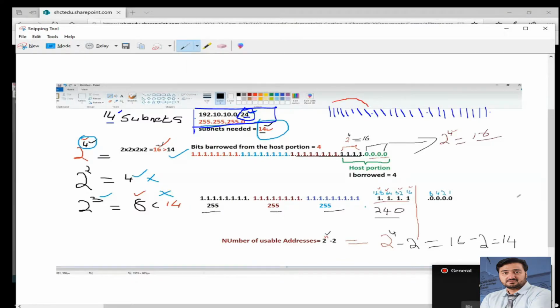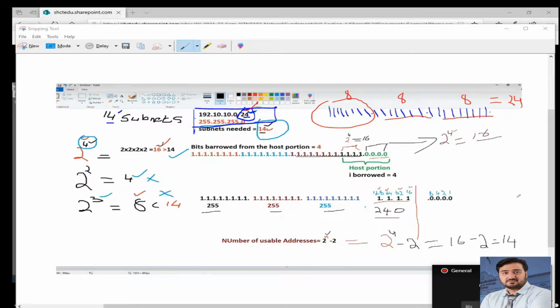See, this is our first octet, this is the second octet, and this is our third octet. How many bits do we have in each octet? 8 bits, 8 bits, 8 bits. So in total, how many do we have for the network? 24 bits. That is why we write /24.